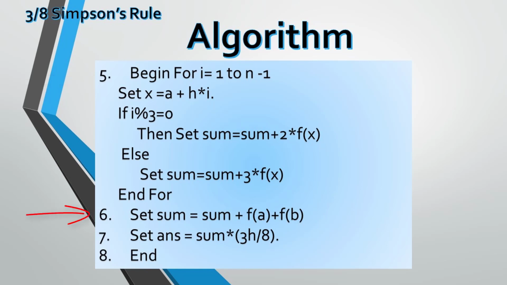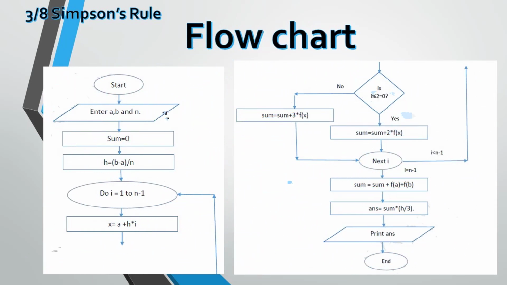And then, set sum equal to sum plus f(a) plus f(b). Set answer equal to sum multiplied by 3h over 8. End. Here is the flowchart representation of the program derived from the given algorithm.